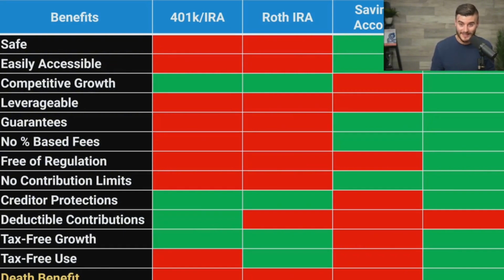Depending on the state, some states are really, really good. Some states are average. There are creditor protections. You don't get a deductible contribution, so it's not like a 401k where you get a tax deduction. But when set up and used properly, your money will grow tax-free. You can utilize it tax-free, and it gets passed on to the next generation tax-free through the death benefit. So again, this is not an investment, but it's a pretty remarkable asset if you compare it to a like asset such as a savings account.